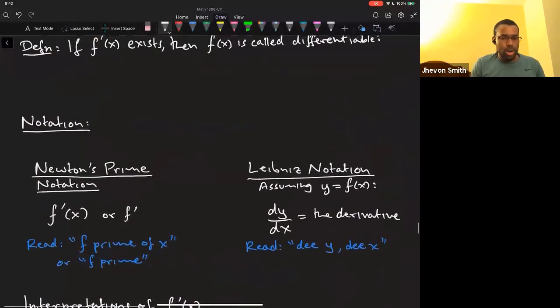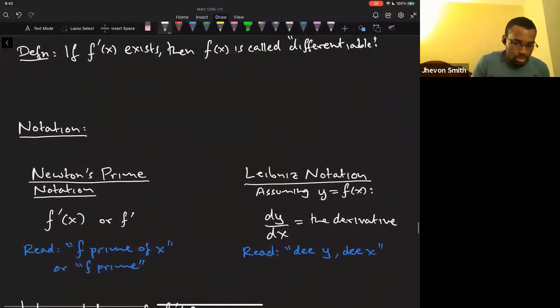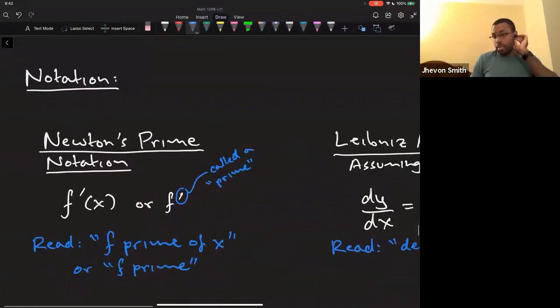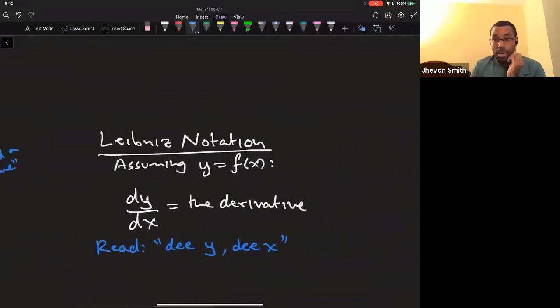Some more notation: there's the prime notation. This little thing here is called a prime. When Isaac Newton was inventing his version of calculus, this is the notation he used for the derivative. I'm going to use it a lot because it's the easiest one to write. I just write the f and the little notch beside it. However, there was another mathematician, Gottfried Wilhelm Leibniz, a German mathematician, who around the same time also invented calculus.